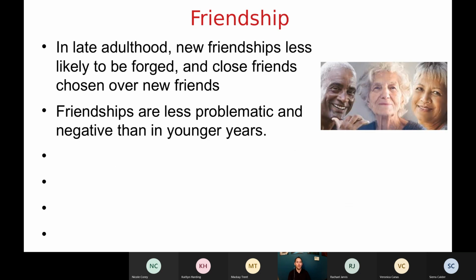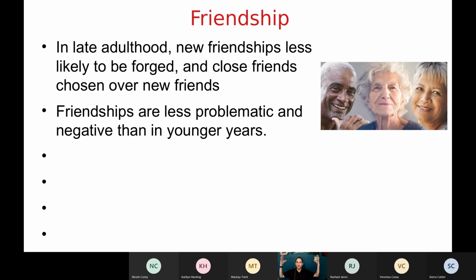In late adulthood, friendships are a little different as well. New friendships are less likely to be started, and close friends are generally chosen as a place to spend energy and time over new friends. It takes additional energy and additional time to get to know someone and become a friend with them. So on average, late adults generally choose, rather than make new friends, to stick with the friends that they've had for a while.